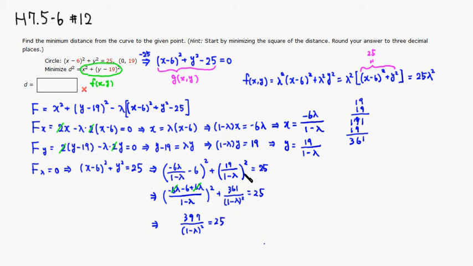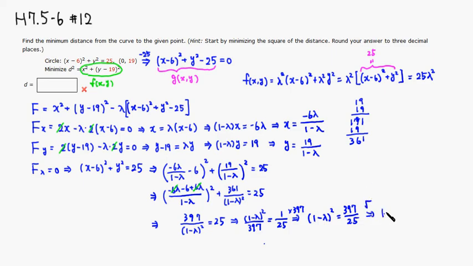We try to take the reciprocal of both sides. So you have 1 minus lambda squared over 397 equal to 1 over 25. Then multiply both sides by 397. We get 1 minus lambda squared is equal to 397 over 25. Then take the square root of both sides.